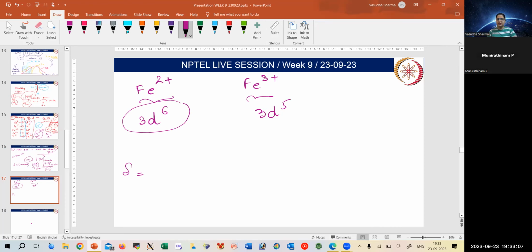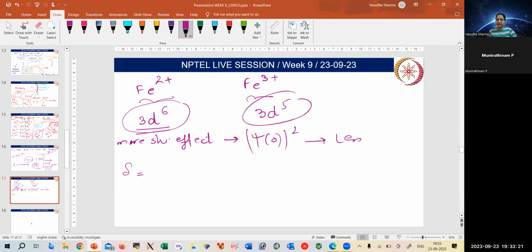I'll explain it one more time. So with 3d6, the more d electrons there are, the more the shielding effect would be. If the shielding effect is more, this s electron density would be less, and compared to 3d6, d5 would have more s electron density. Is this clear? Clear, ma'am. Okay. Now delta r by r is negative for both the cases, because for any nucleus the excited state radius would be lesser compared to the ground state. That happens for every metal in any oxidation state.